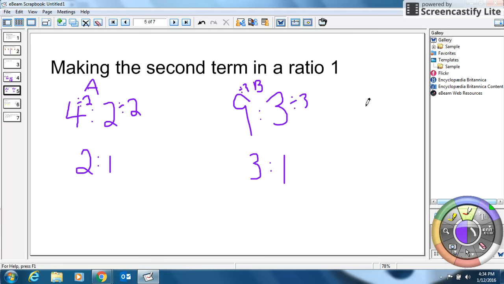In this case, these numbers are compatible. They work out well. I chose them because of that reason. But don't worry, if the numbers aren't that compatible, you can still do this and still figure it out.